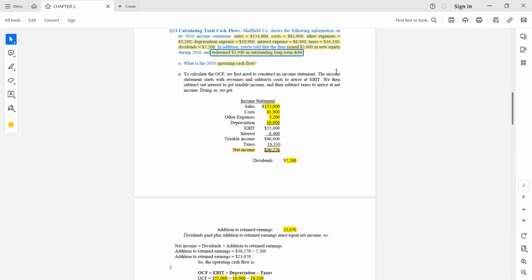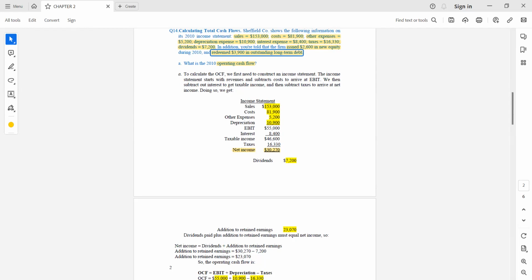First question A. What is the OCF, operating cash flow? We have to use the formula. What is the formula of operating cash flow? Go back to our slides. To calculate operating cash flow, I need to use EBIT plus depreciation minus taxes. But the problem is we do not have EBIT. We do not have complete information, a lot of missing information. What should we do? Again, we have to work backwards.